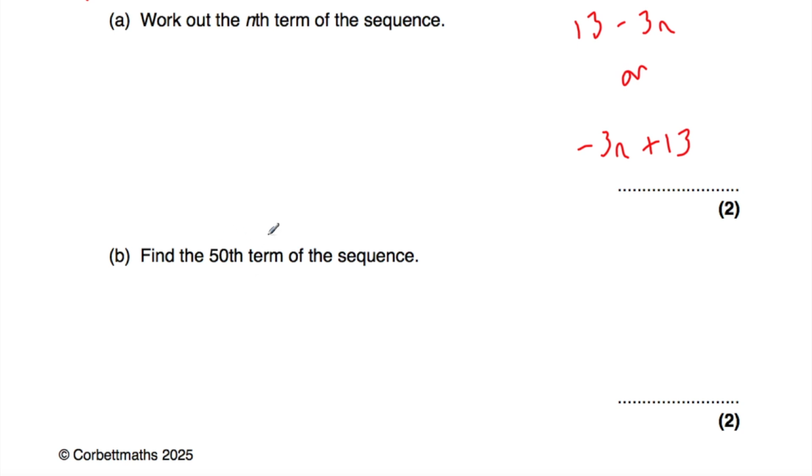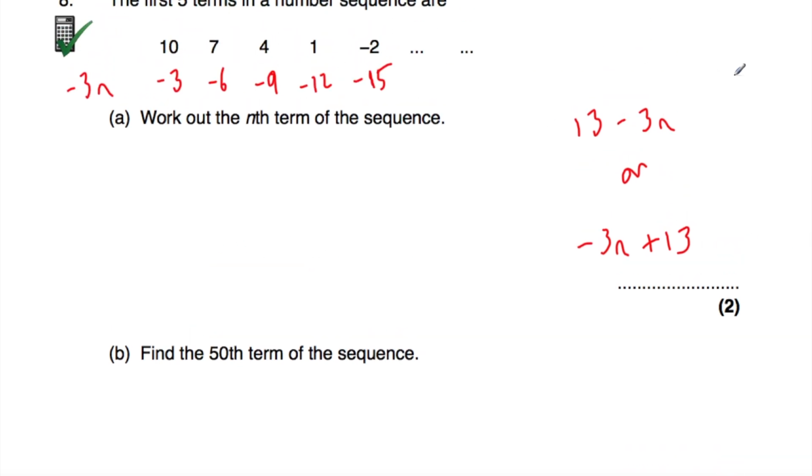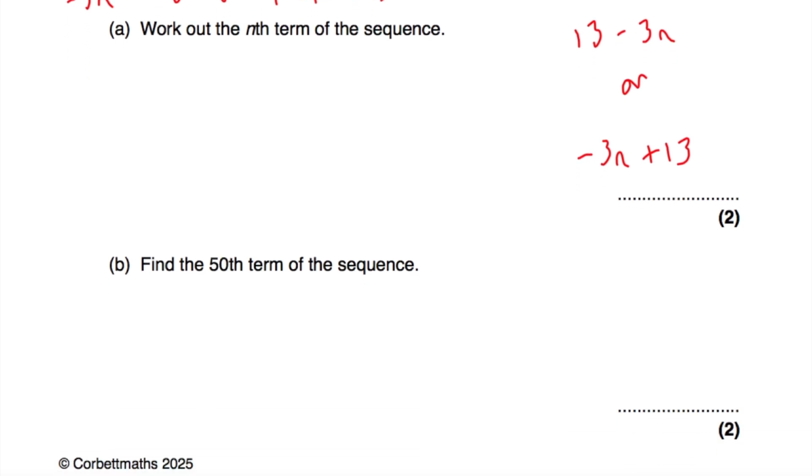Okay, now let's look at our next part, part B. Part B says find the 50th term in the sequence. So again, rather than carrying on the sequence for the first 50 numbers, I'm going to use the nth term. And I could use either negative 3n plus 13 as the nth term and work it out that way, or I could use the other one. And I'll just do both to show you that they both work.